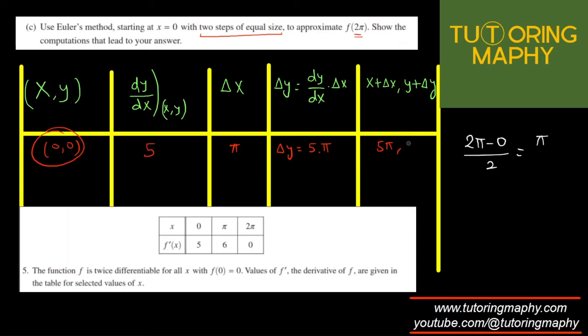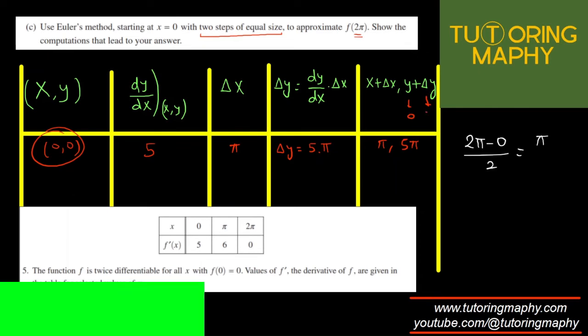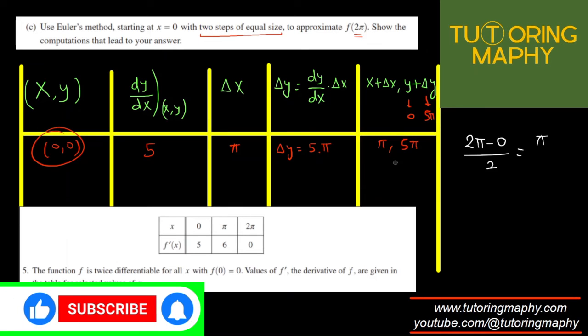So let's do that. What is delta y, by the way? X plus delta x is going to be 0 plus pi, which is just pi, and this will be 5 pi because y is 0 and delta y is 5 pi. I hope this makes sense.